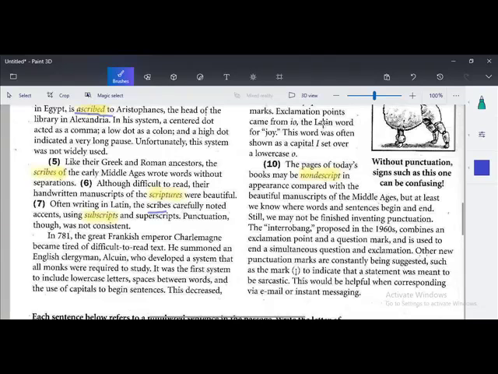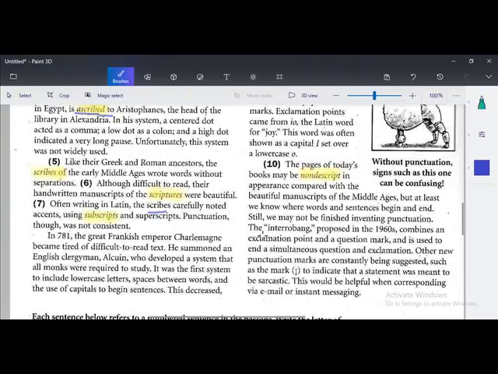Okay, exclamation points came from io, the Latin word for joy. This word was often shown as a capital I set over a lowercase o. Number 10. The pages of today's books may be nondescript in appearance compared with the beautiful manuscripts of the Middle Ages, but at least we know where words and sentences begin and end. Still, we may not be finished inventing punctuation.